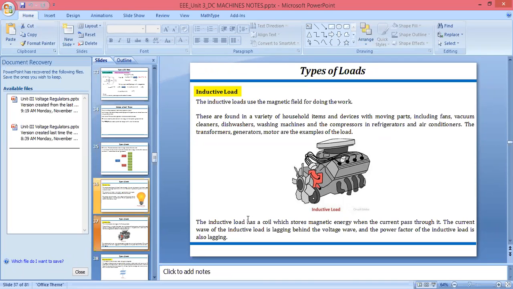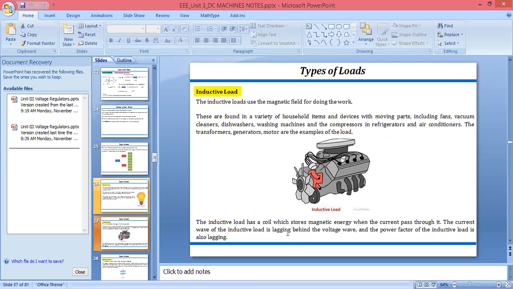The construction of an inductor is like that, it can be done by using copper. And we know copper is a good conductor. So inductive load has a coil which can store the magnetic energy. And when current passes through it, as when you give the power supply, the inductive load has a coil which will start to rotate when we give the power. And the current wave of the inductive load.